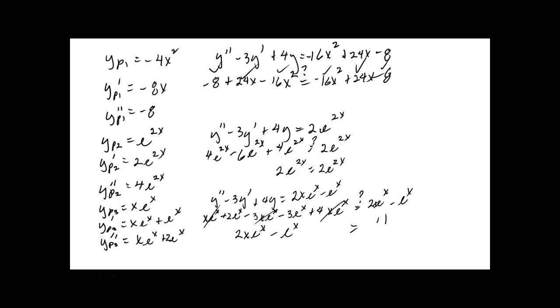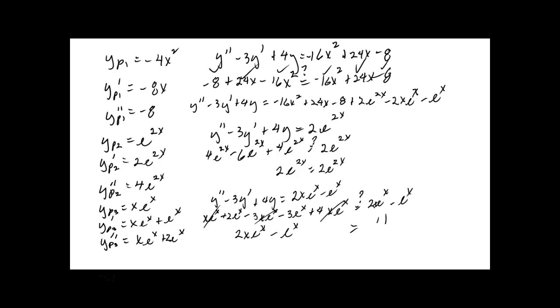But what we can gain from that is that if your original differential equation had been this, and I'm going to have to take advantage of the space I've got, y double prime minus 3y prime plus 4y, that's been the left-hand side all along, is equal to minus 16x squared plus 24x minus 8 plus 2e to the 2x minus 2x e to the x minus e to the x.